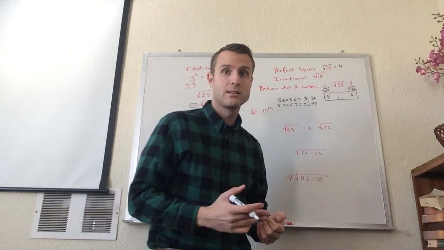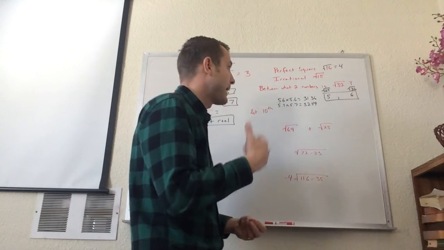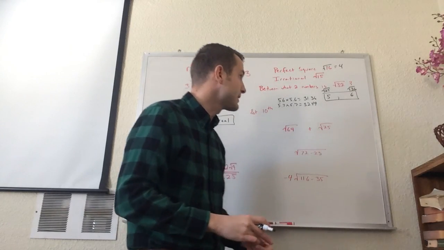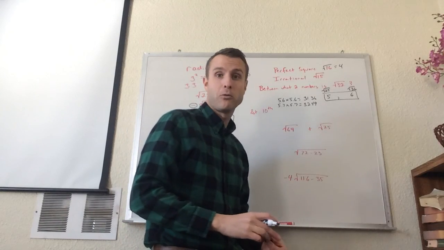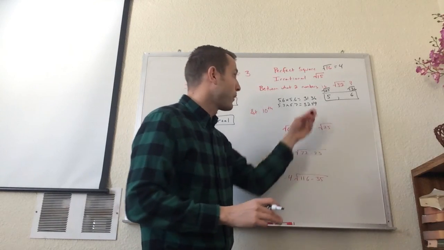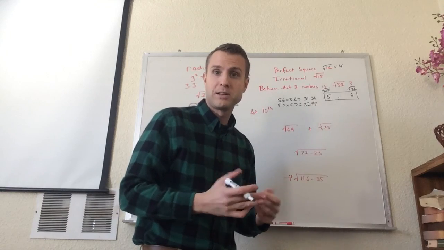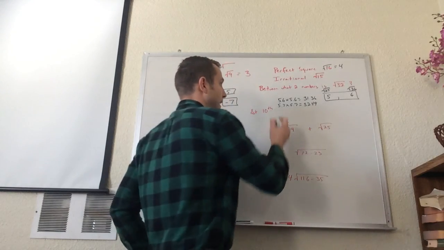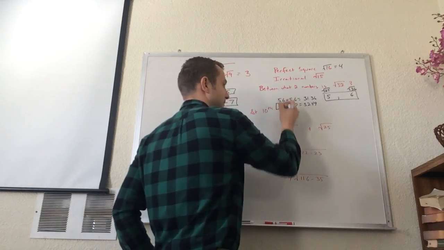Well, I'd have to subtract. So I subtract 32 minus 31.36, and I would get 0.64. So 0.49 is smaller than 0.64, so it's closer. So my answer would be 5.7.